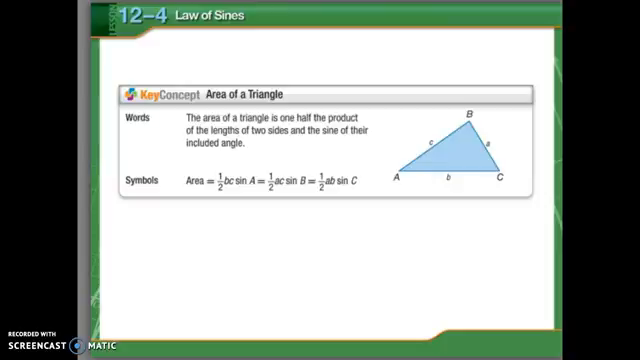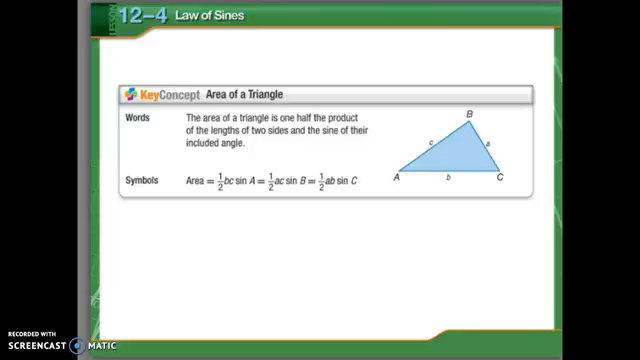So our first key concept is on finding the area of a triangle. And back when you learned Algebra 1, probably even before then in elementary school at some point, you learned that the area of a triangle was 1/2 base times height. But that's a rather simplistic way of thinking about finding the area of a triangle, and it's really hard to do if you're not given the height of the triangle, if you're not sure how to find that.